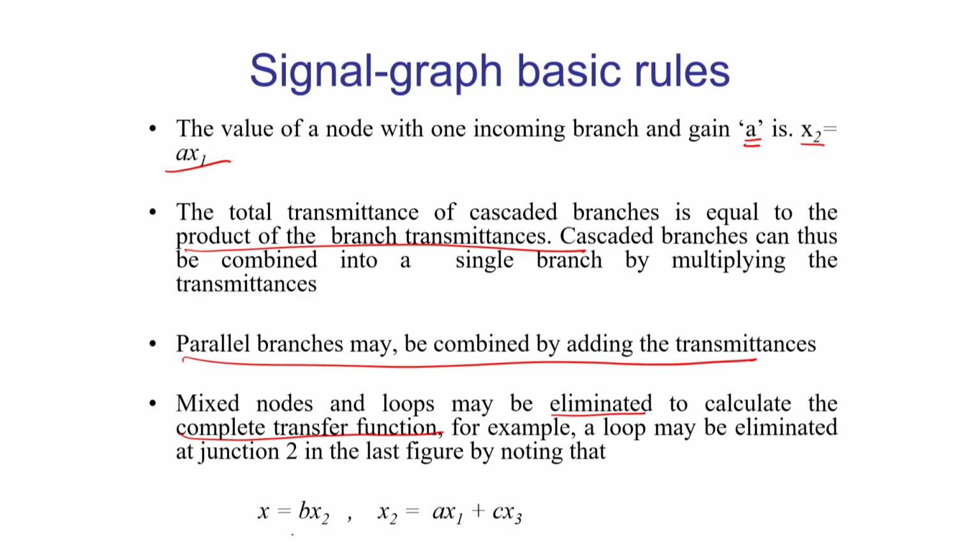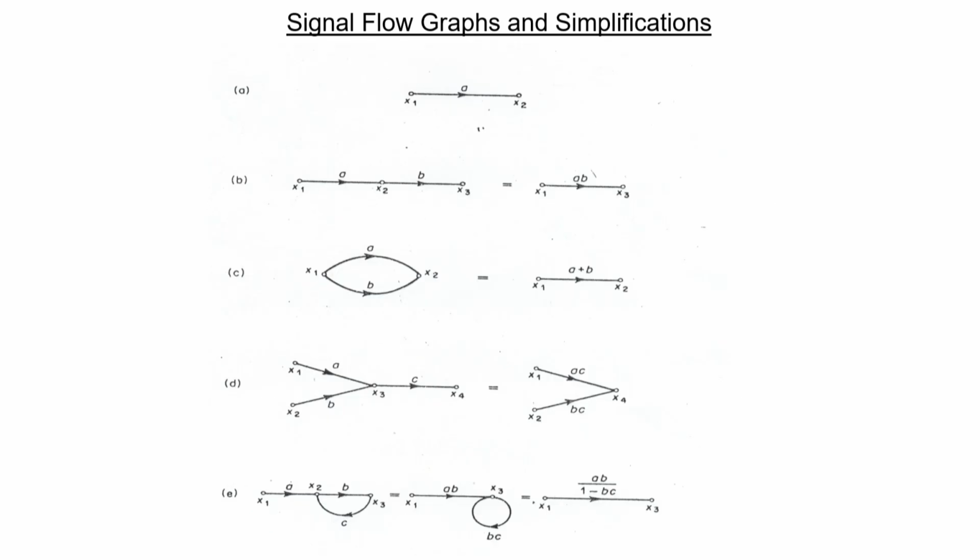So, for example, x3 equals bx2, x2 equals ax1 plus cx3, so that you can actually gradually eliminate one of these variables, that is this x, and directly represent x2 in terms of x1 and x3. Well, let us see how this can happen.